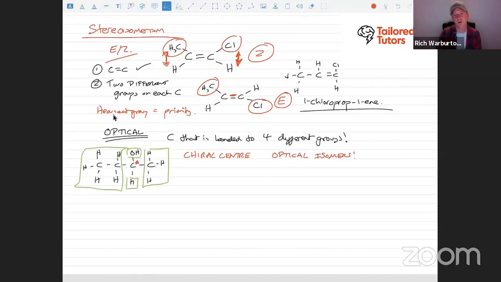Now, how do we show the isomers? Remember, stereoisomerism is where we get groups that are in different positions relative to each other in space.